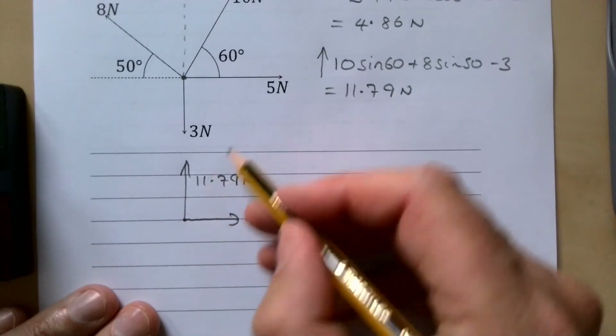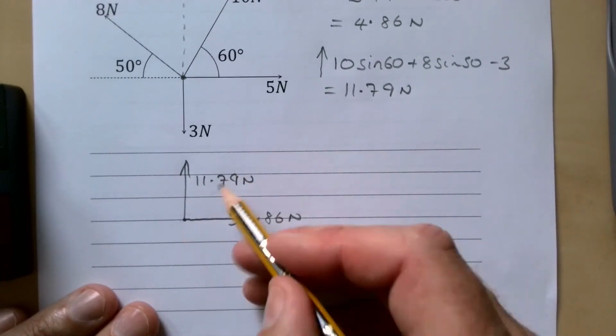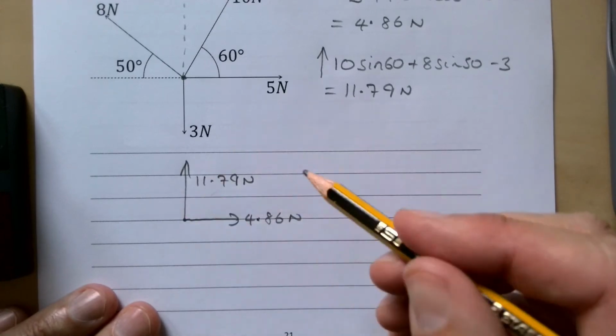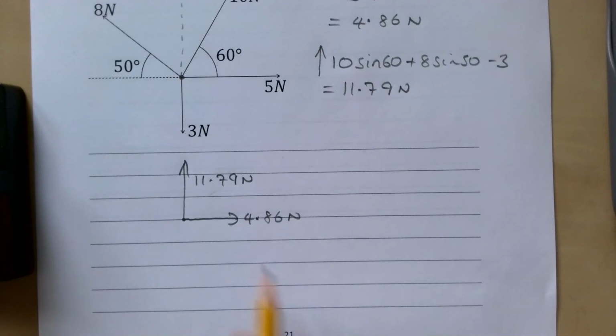I think it's going to go this way here. 11.79 is a good bit bigger than 4.86, so it's not going to be 45 there, it's going to be kind of further up that way, as we suspected, kind of along this direction here, and we'll work it out in a wee second.